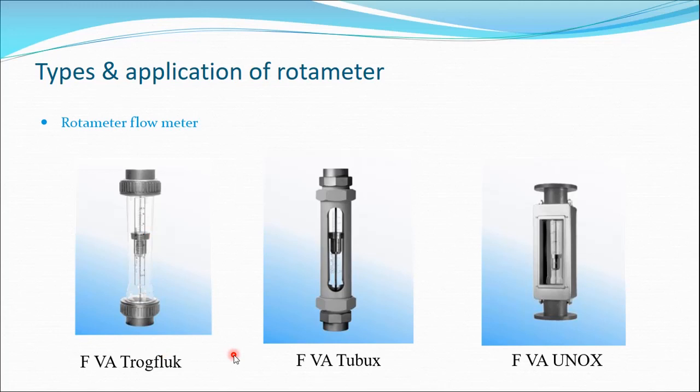If we talk about the Tubex type, it is also a variable area flow meter with a glass flow tube for measuring the volume of transparent liquids and gases like air, nitrogen, hydrogen, oxygen, argon, helium passing through closed pipes. If you talk about the rotameter UNOX, it is a removable glass flow tube rotameter for water, liquid, air and gases and high temperature applications.